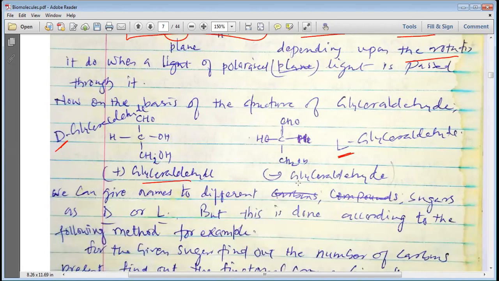structure of glyceraldehyde. So to understand this, my dear students, we need to understand the various steps of doing it. Let me explain how we can determine the capital D or capital L for glucose.